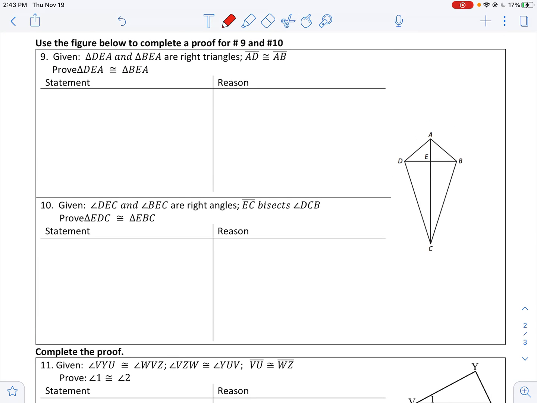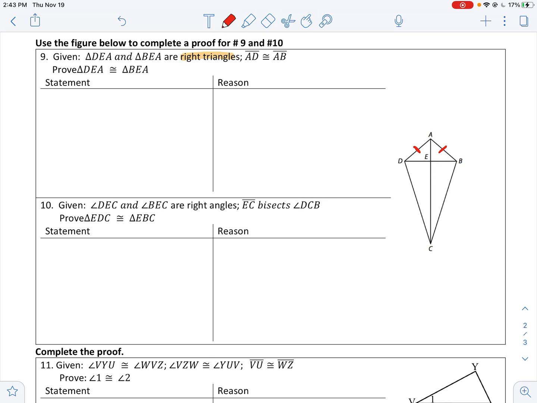All right, let's do our proofs. So I'm given DEA, BEA are right triangles. Okay, well, that's something to look out for. AD is congruent to AB. All right, that's all I'm given.